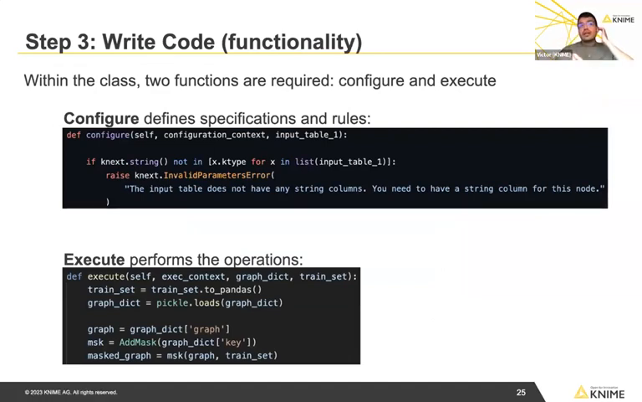And finally, we have the functionality. So for functionality, there are two primary functions, which are configure and execute. Configure allows us to define specifications and rules. So for instance, we can say something like, if the user passes a table to this node which doesn't have a string, throw an error. And in execute, we then actually perform the operation. So this is very much like our Python script nodes or our Python view nodes, where they're performing some operation. In this case, I'm training a neural network.